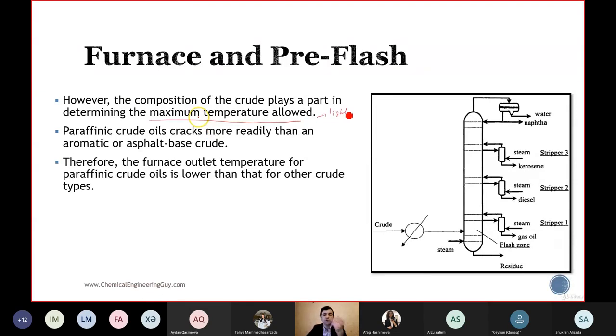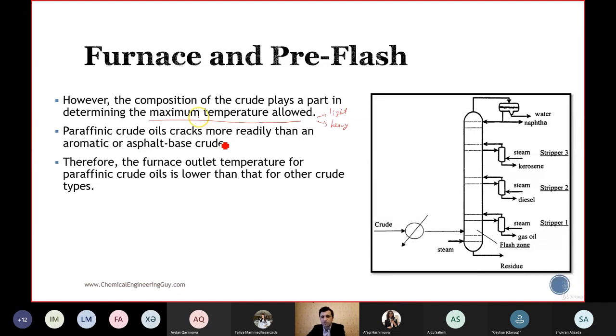For instance, the composition of the crude can also be different. Some crudes are more paraffinic, some crudes are more aromatic, etc. Paraffinic crude oil cracks more readily than an aromatic or asphalt-based crude. In this case, you have a lower temperature to prevent the cracking of the paraffinic crude oil.